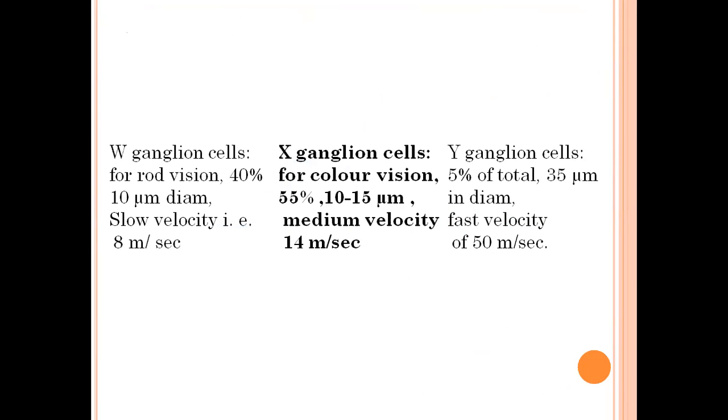So these are the different types of cells present in the retina. You can have W, X, Y. The W ganglion cell is for rod vision. The X type of ganglion cell is mainly for color vision.